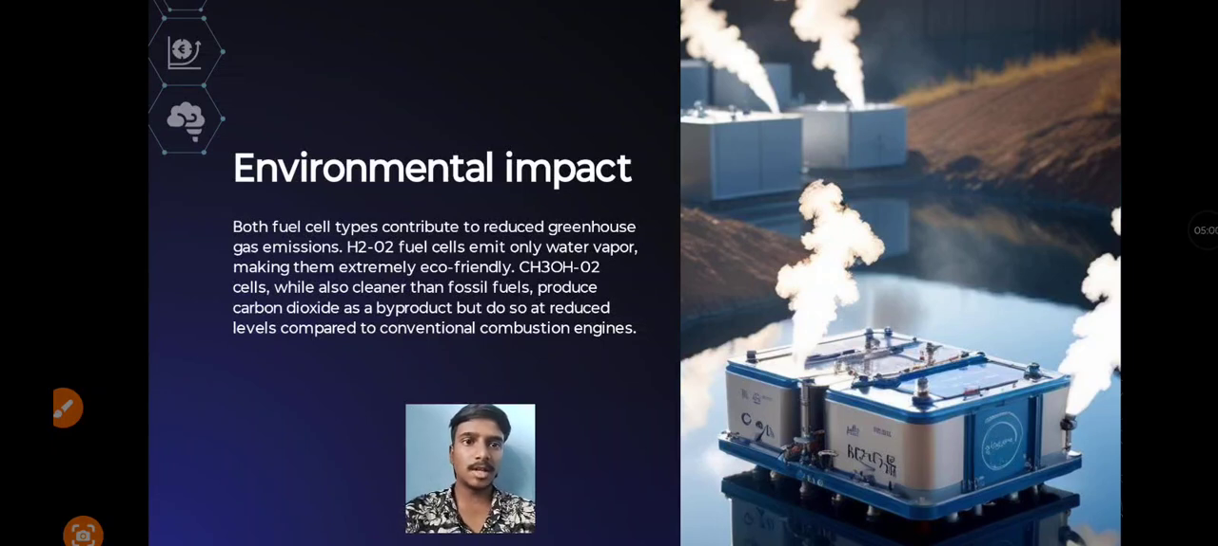Environmental impact. Both fuel cell types contribute to reduced greenhouse gas emissions. H2O2 fuel cells emit only water vapor, making them extremely eco-friendly. CH3OH-O2 fuel cells, while also cleaner than fossil fuels, produce carbon dioxide as a byproduct, but do so at a reduced level compared to conventional energy sources.